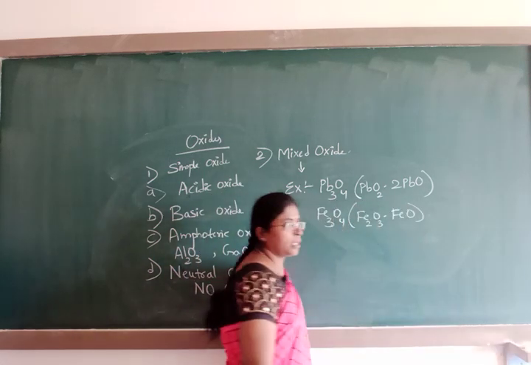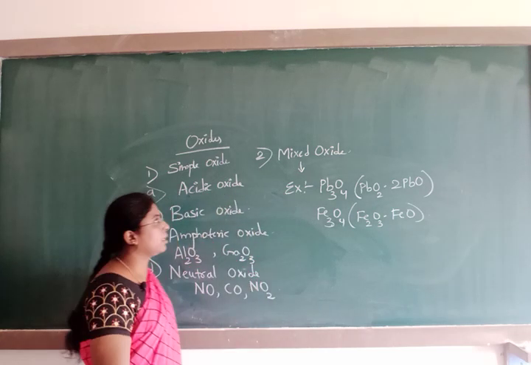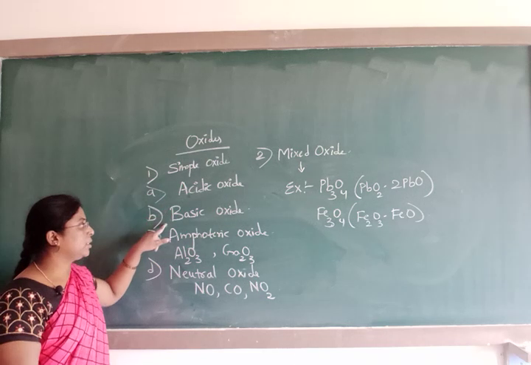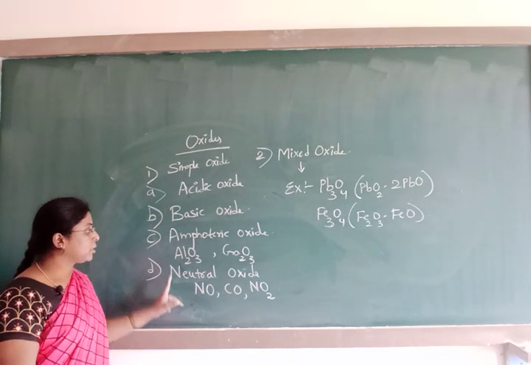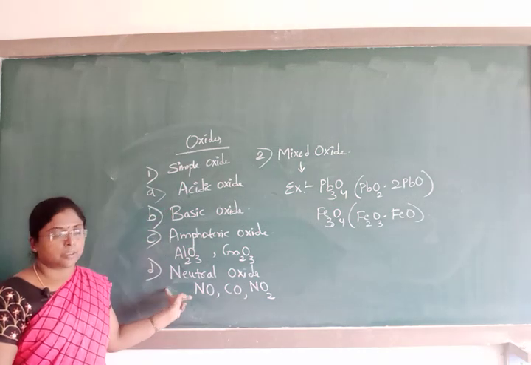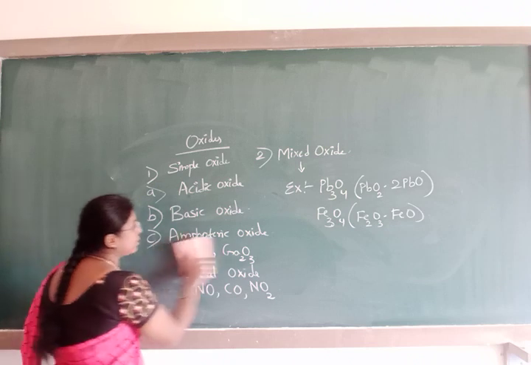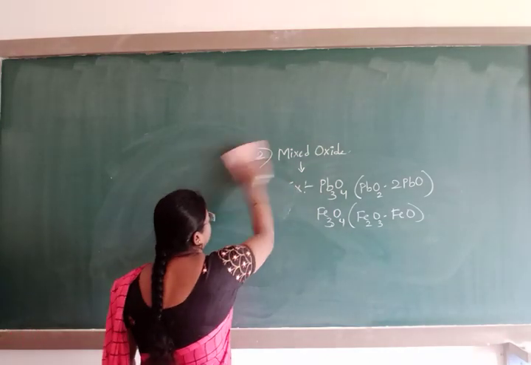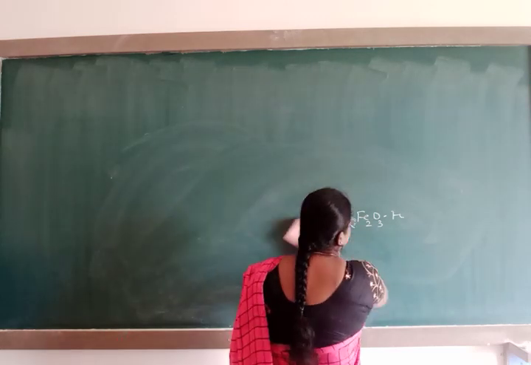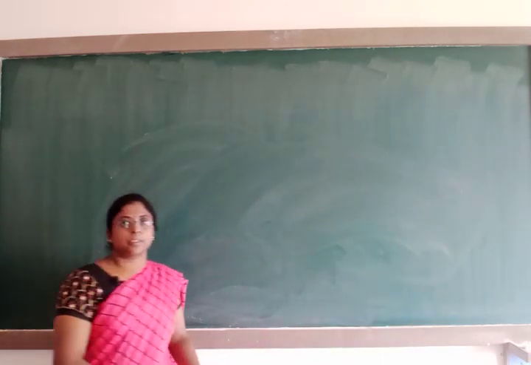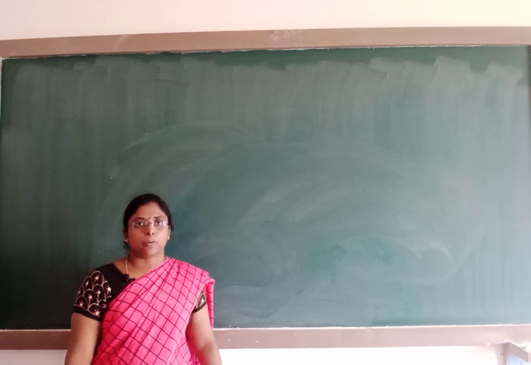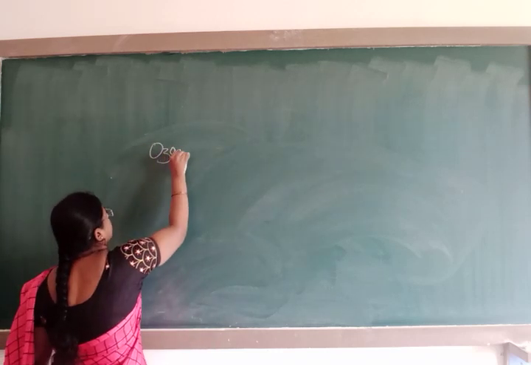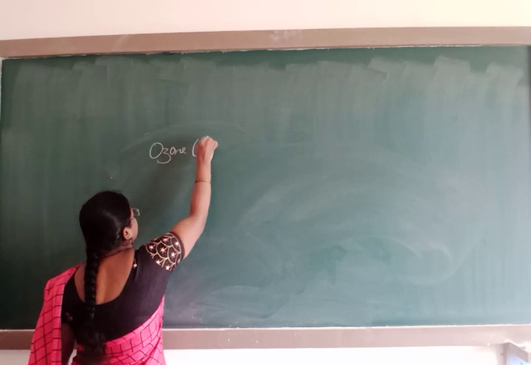Oxides are of two types: simple oxides and mixed oxides. Simple oxides are of four types: acidic oxide, basic oxide, amphoteric oxide and neutral oxide. This completes the oxides. After oxides, next comes ozone, O3.